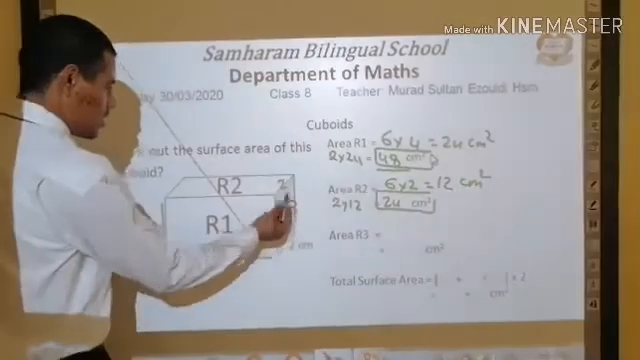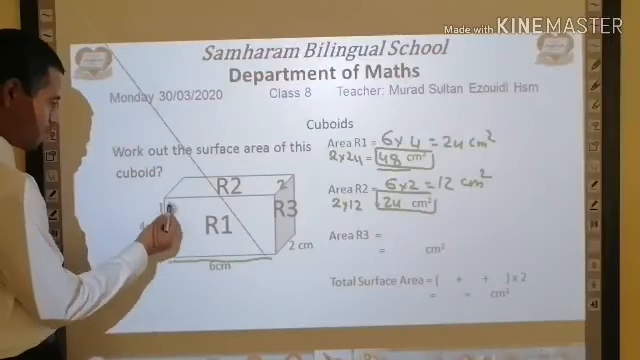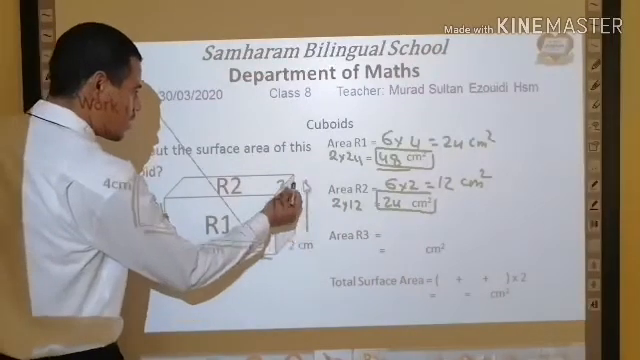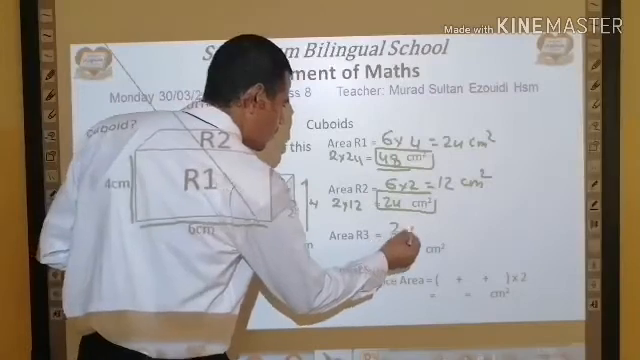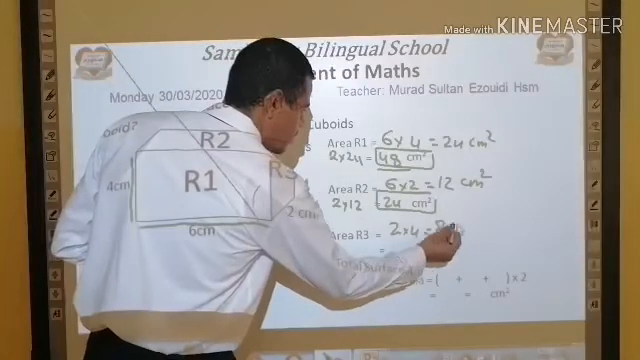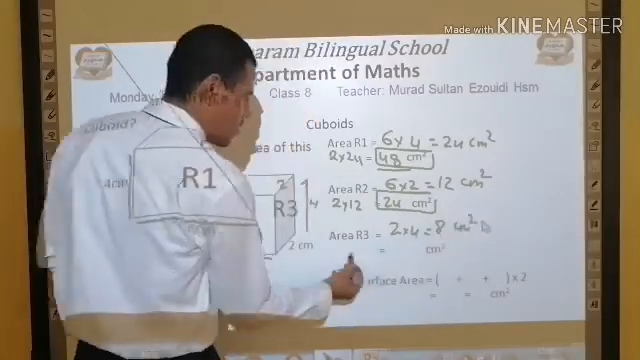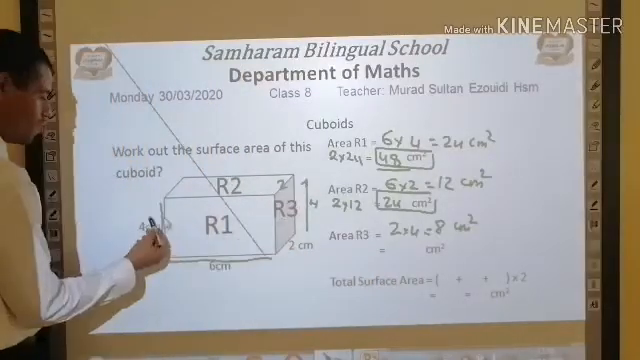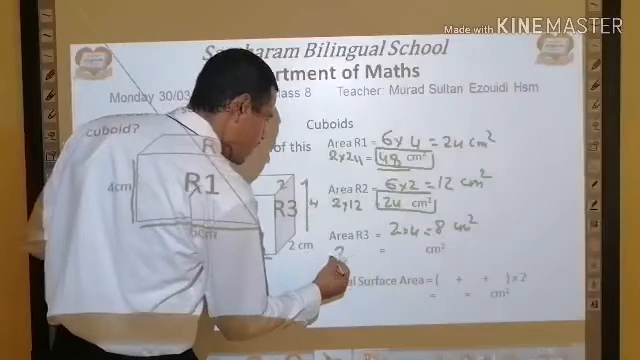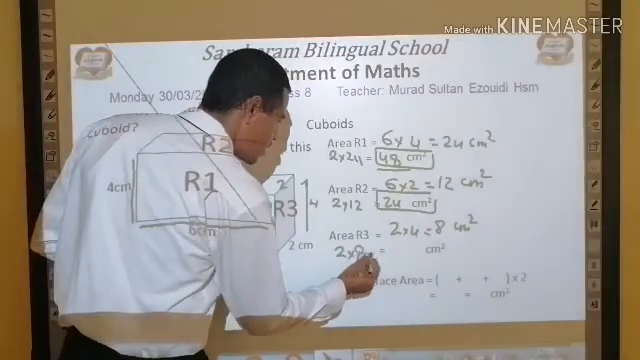Rectangle number 3 is this, 2 multiplied by 4. Okay, this is 4, my kids. So 2 by 4 is 8 centimeter squared. But here we have 2 faces, 1, 2. So it will be 2 multiplied by 8 gives 16.